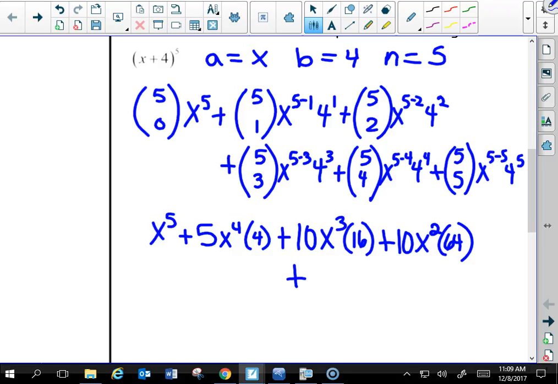plus, now I'm looking at 5, 4, so 4 is just 1 less than 5, that will give me a 5, and x to the 5 minus 4 is just x to the 1 power, and 4 to the fourth gives me 256. And my last term, 5 and 5, that's just 1. The combination of any number over itself is 1. And x to the 5 minus 5, that's x to the 0, so my x's go away on my last term. And I'm just left with 4 to the fifth, which is 1,024.